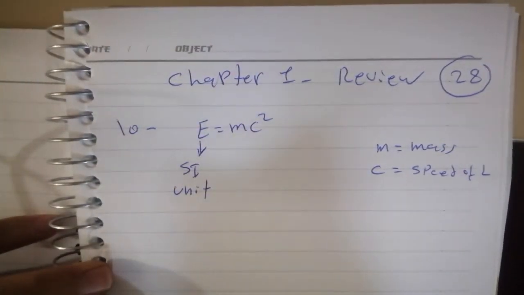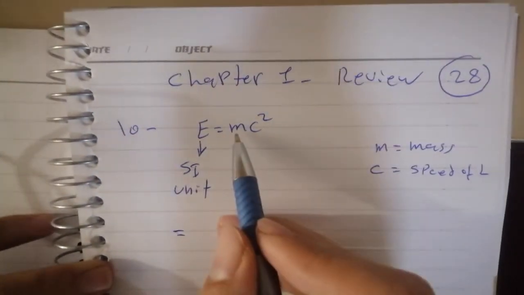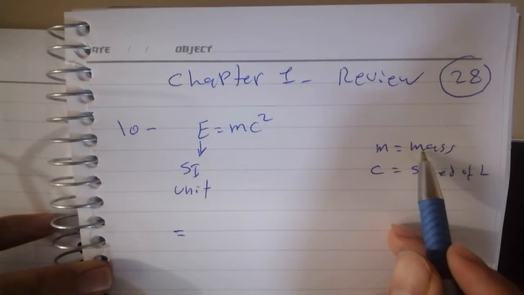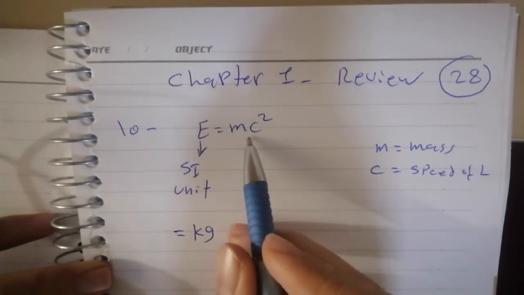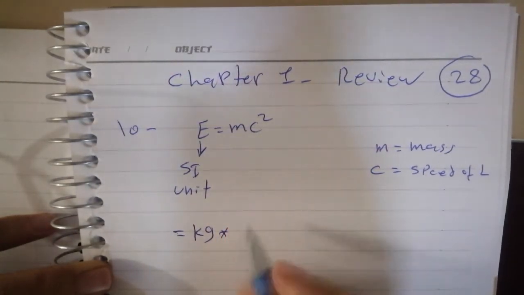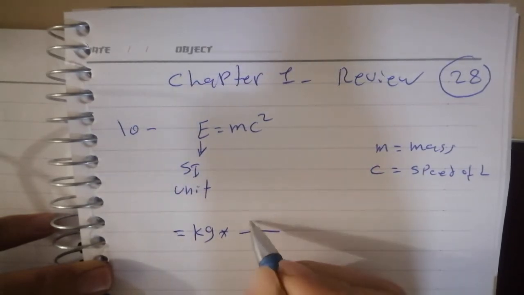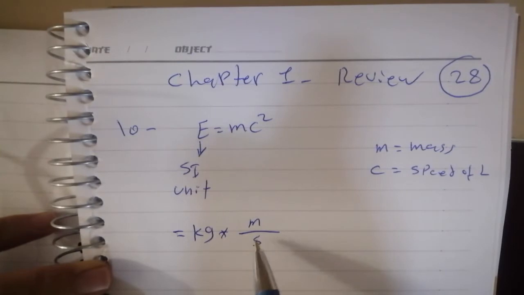So first, I'll write down the equal sign. Now, m, which is the mass of the object, what is the SI unit for mass? The SI unit for mass is kilogram, of course. Then you multiply it by the speed of light. What is the SI unit for the speed? All right, the SI unit for speed is meter per second, but this is not speed, of course.